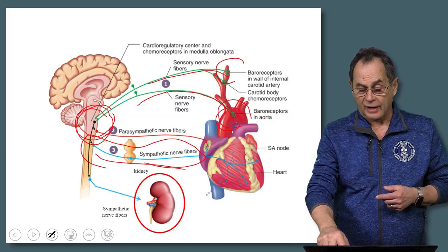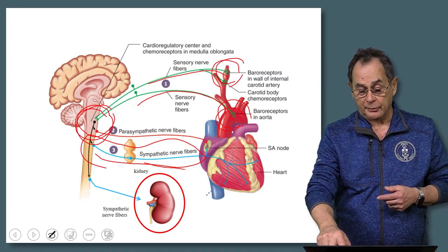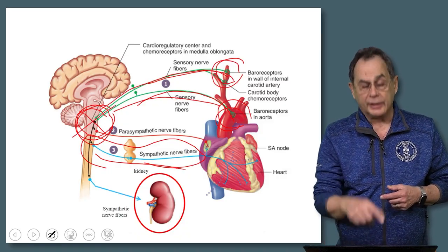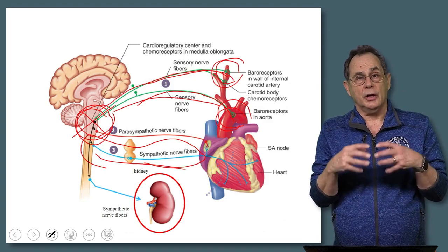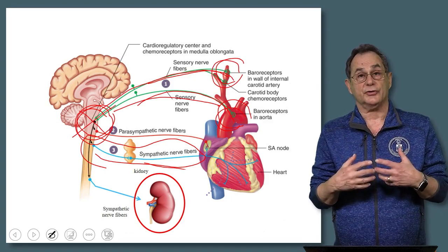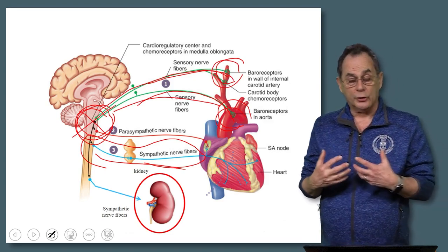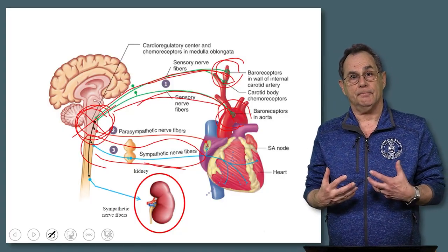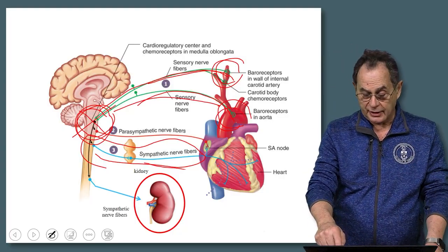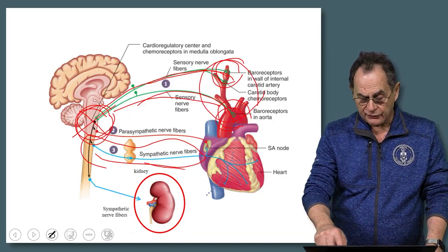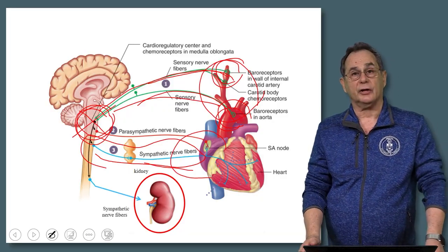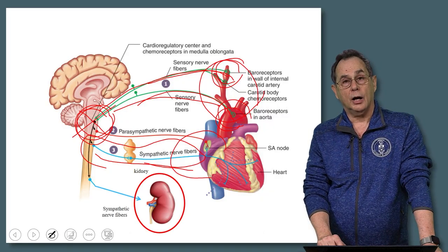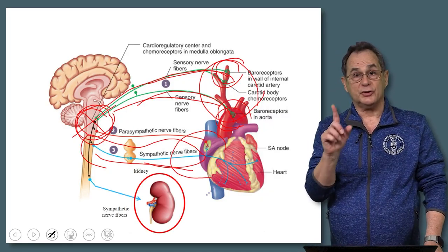So high volume and pressure increase nerve traffic, a block, if you like, or a decrease in the sympathetic nervous system outflow from the cardioregulatory center of the medulla oblongata. So the consequence here of too much volume is to reduce sympathetic nervous system outflow. Now, let's do the opposite.